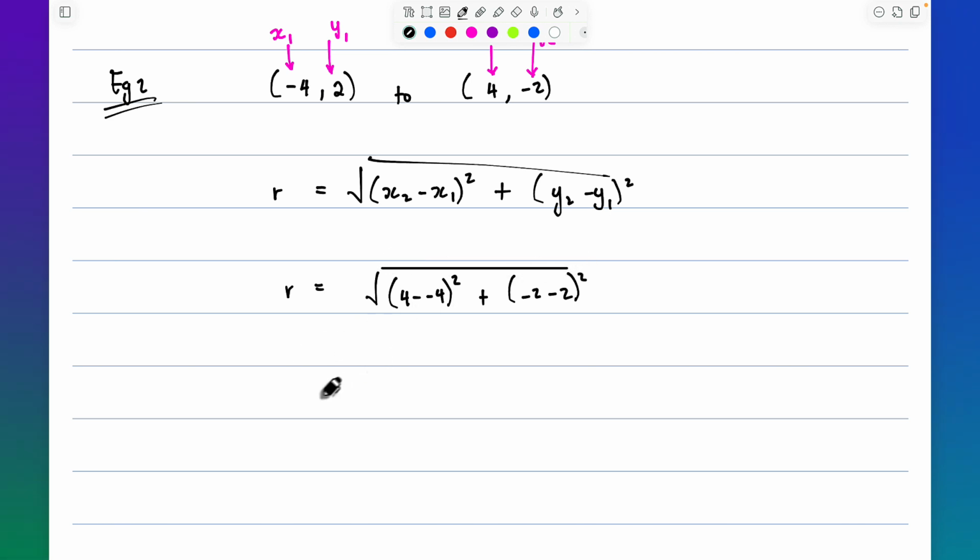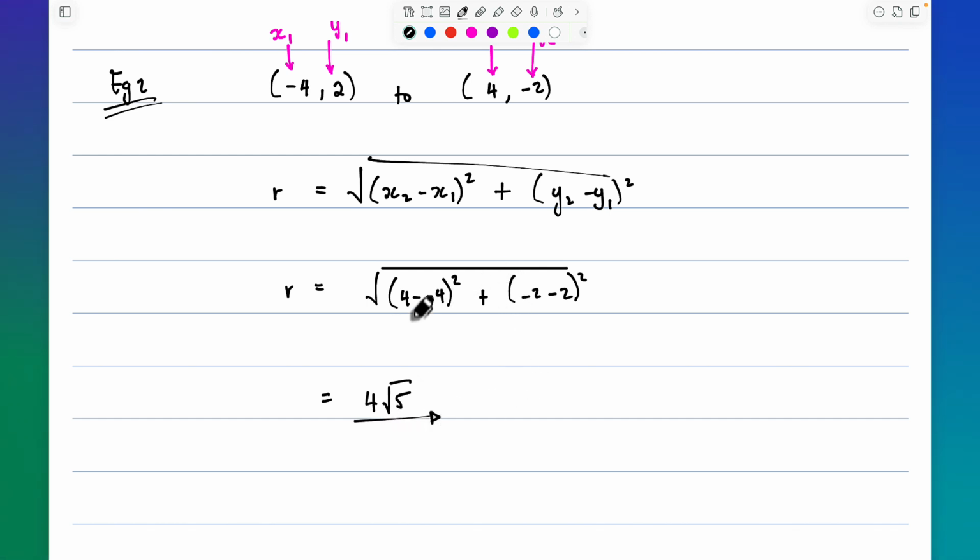Okay. I would just throw that into my calculator: the square root of 4 minus negative 4 squared plus negative 2 minus 2 squared. Make sure that is in brackets. Square this, and you get 4 root 5. That is your answer.